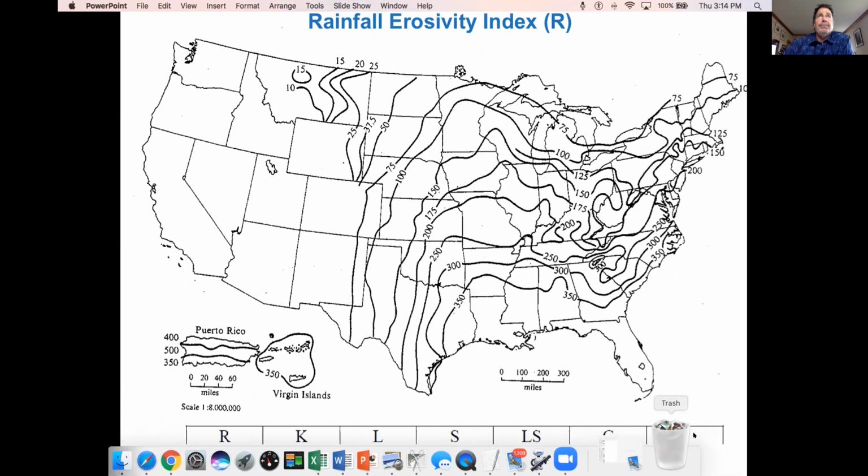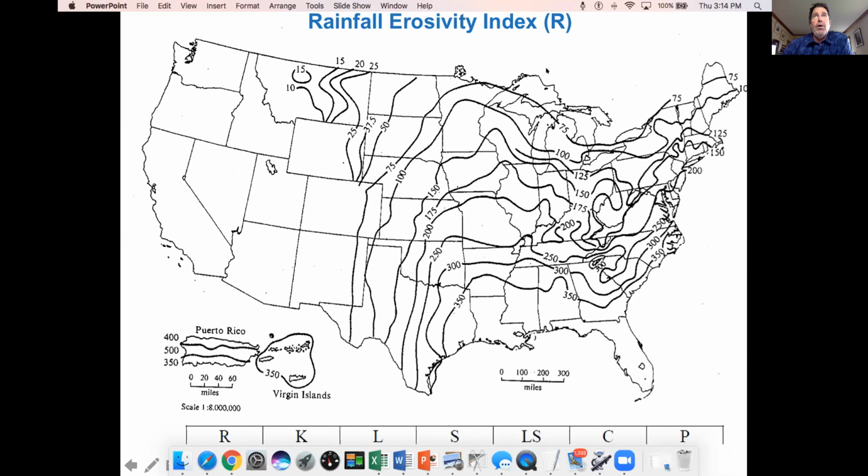So this is a map. It's known as the Rainfall Erosivity Index. Who has these maps? The Soil Conservation Service, now known as the Natural Resource Conservation Service, NRCS. And so where you get this information is off the NRCS websites. Now what this is showing you is what the R factor is, and it's really based on rainfall, what the R factor is in different parts of the country.